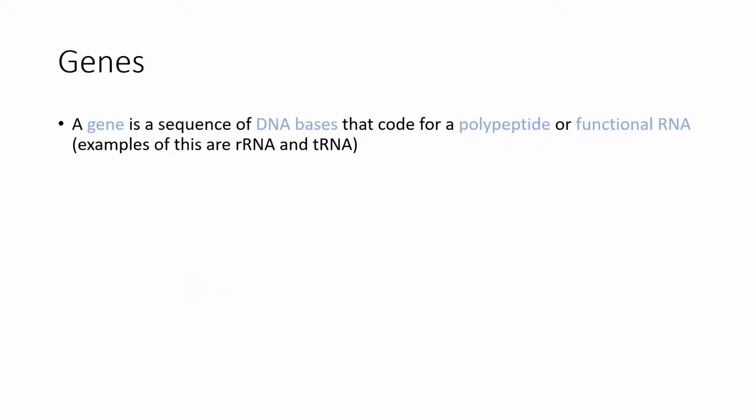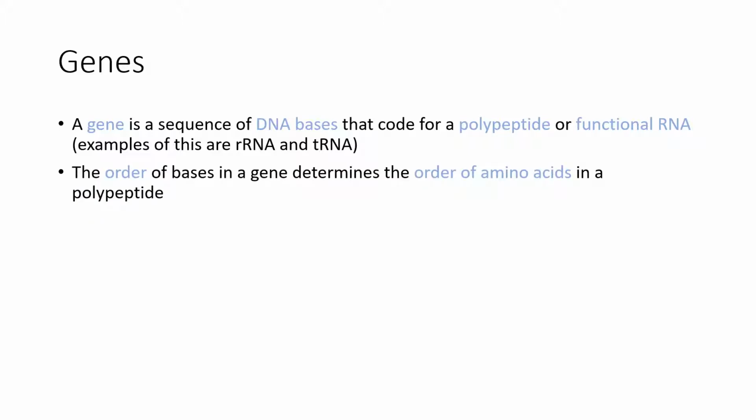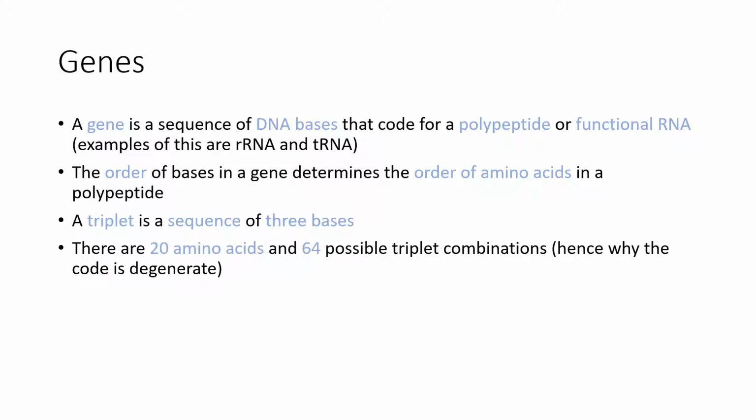Worth noting that prokaryotic DNA isn't wound around histones because it's not associated with protein, and it's condensed by supercoiling instead. A gene is a sequence of DNA bases that code for a polypeptide or functional RNA. Examples of this are ribosomal RNA and tRNA, which is transfer RNA. The order of bases in a gene determines the order of amino acids in a polypeptide, exactly like when we did proteins back in biological molecules. A triplet is a sequence of 3 bases, and a coding triplet is called a codon. There are 20 amino acids and 64 possible triplet combinations, which is why this code is degenerate.